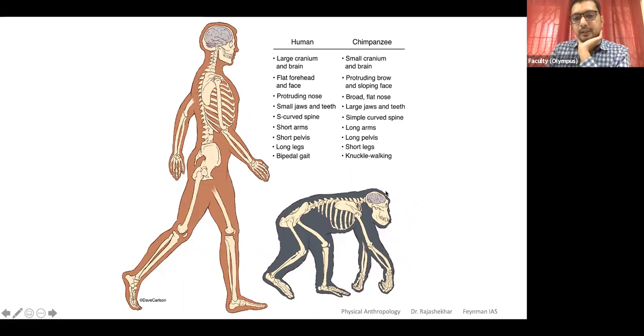So let's look at the comparison between chimpanzees and humans. Few specific features that we are going to compare here. So first of all, starting with the brain, we definitely have bigger brains compared to the chimpanzees. Chimpanzees have small cranium, small skull, and small brain, whereas humans have large cranium and brain.